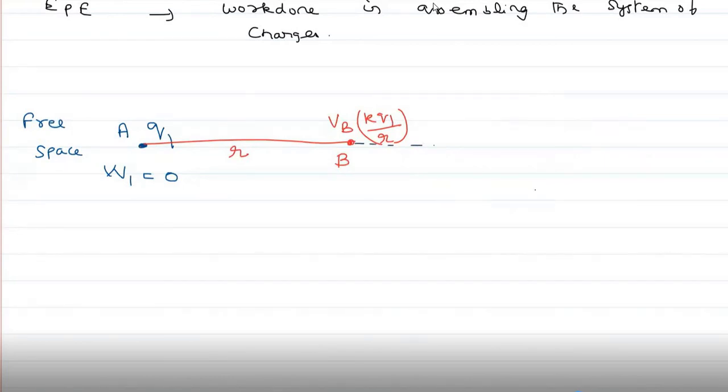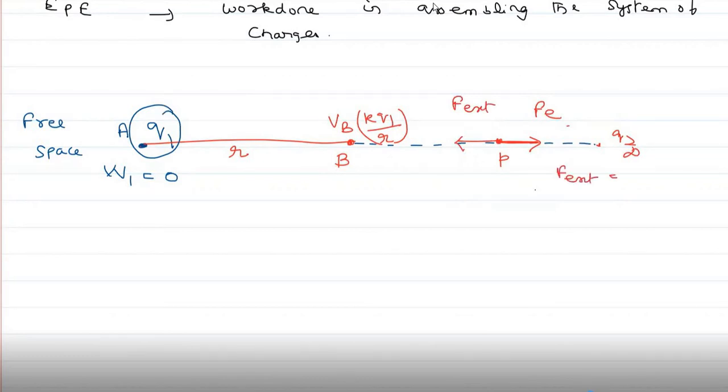See, the same derivation, whatever we have seen in the previous case, electric potential due to, there we had taken positive capital Q as the source charge. Here, what is the source charge? Small Q1. So you are bringing the charge Q2 from infinity to the intermediate point P. It will start experiencing an electrostatic force. You have to do work against this force. So F external you will apply.